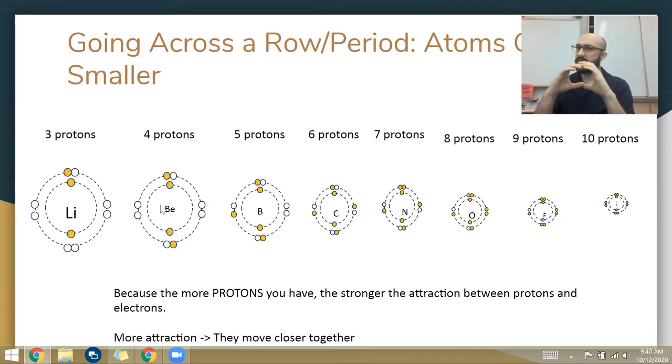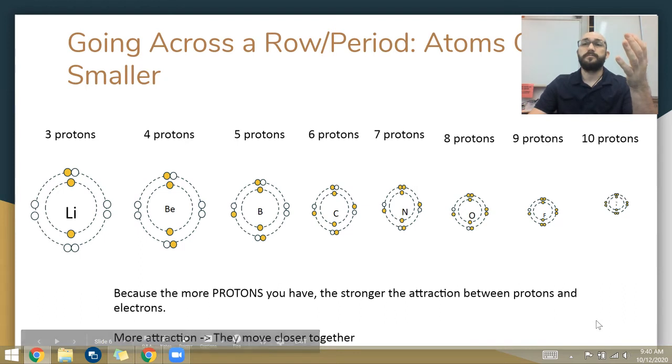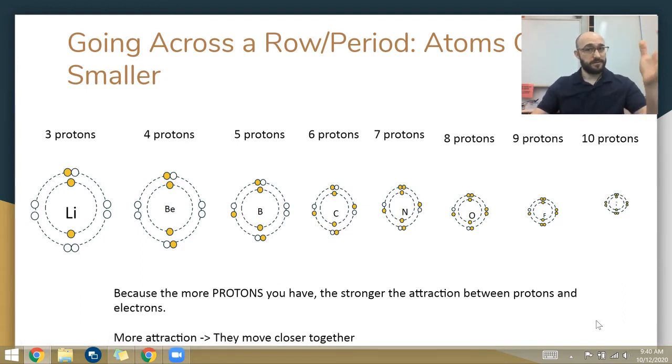5 protons, pulled in tighter. 6 protons, pulled in tighter. 7, tighter. 8, tighter. 9, tighter. 10, tighter. So you get a very, very tiny atom called neon. So the more protons there are, the more attraction there is. So the electrons get pulled in more, making your atom smaller.